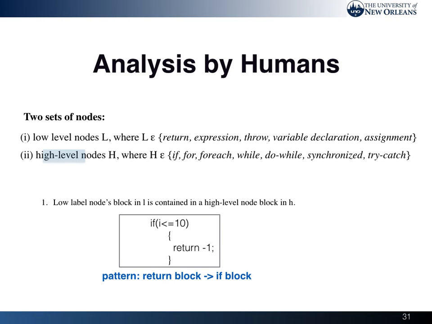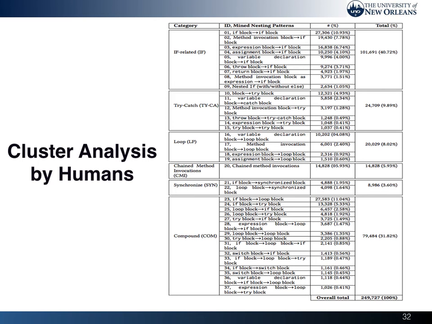If a high-level node block H1 contains another high-level node block H2, then the pattern is categorized as compound and represented as H1 block inside another H2 block. Finally, we identify 37 types of nested code structure patterns divided into 6 categories.